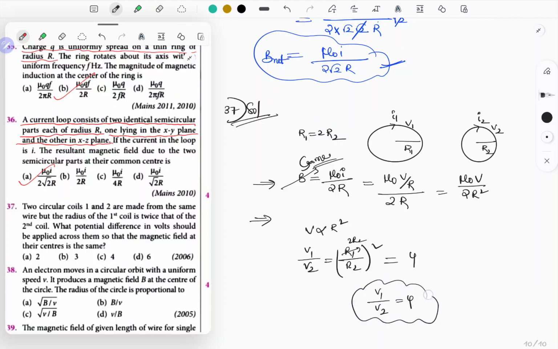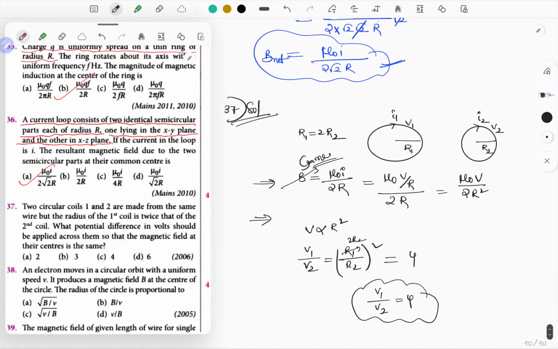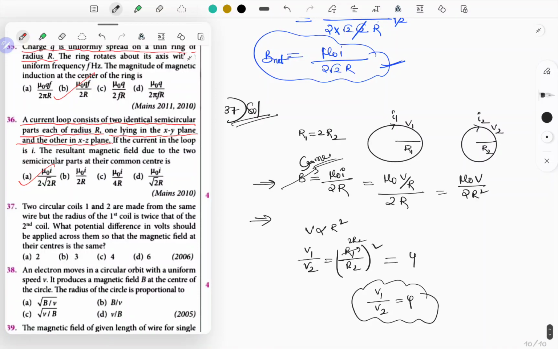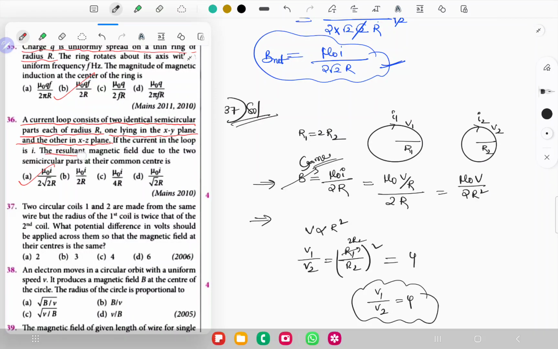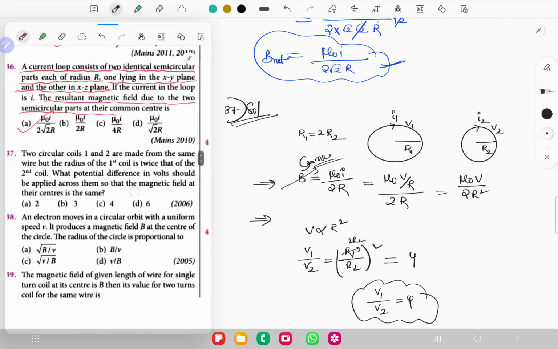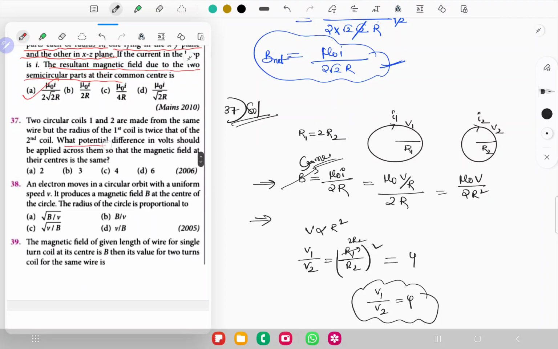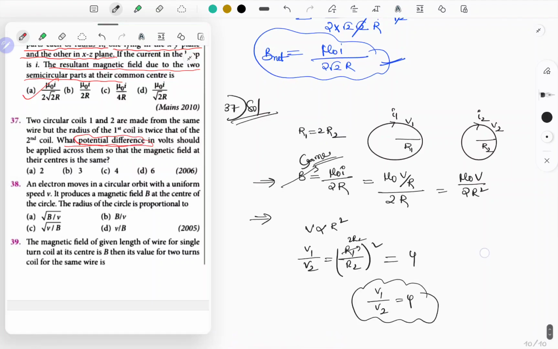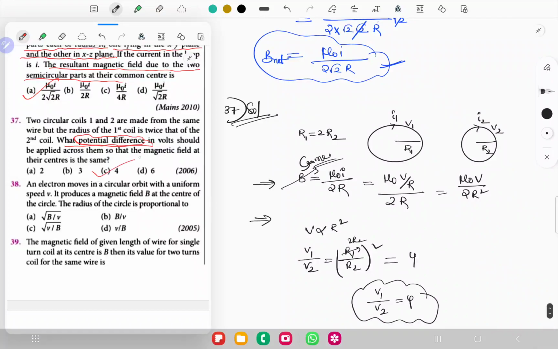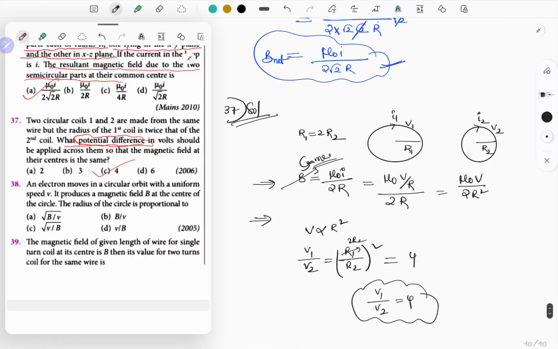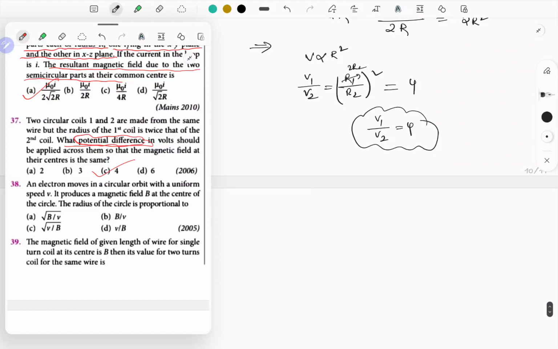Actually, there is a slight difference in the question. Try to change that question as: the resultant magnetic field due to two semicircular parts of the, sorry, not that one. What is the ratio of potentials? That is the thing. So option C is correct for ratio of potentials. That's the correct answer. Let's move on to the next one.